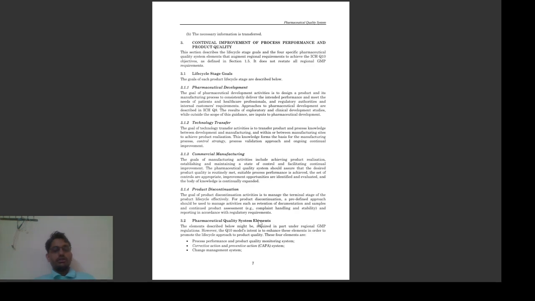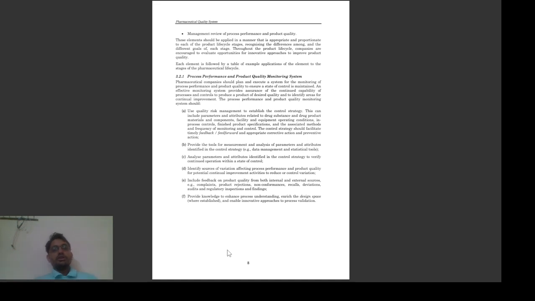Then pharmaceutical quality system elements. What are the elements of the pharmaceutical quality system? The elements described below augment the regional GMP regulations. However, Q10 aims to promote quality throughout the product lifecycle. These four elements are the process performance and product quality monitoring system, then the corrective and preventive action (CAPA) system, then the change management system, and the management review of process performance and product quality.